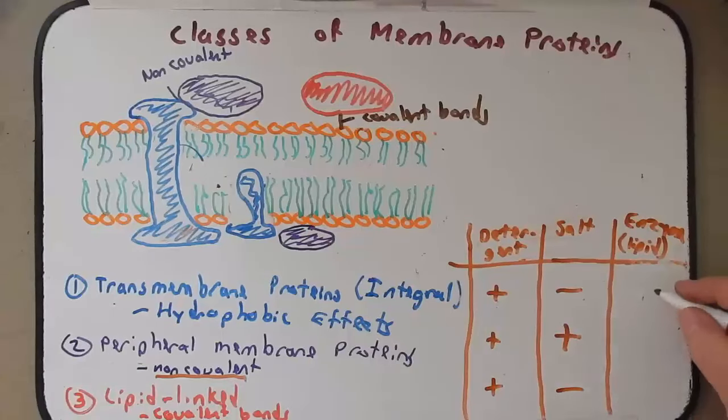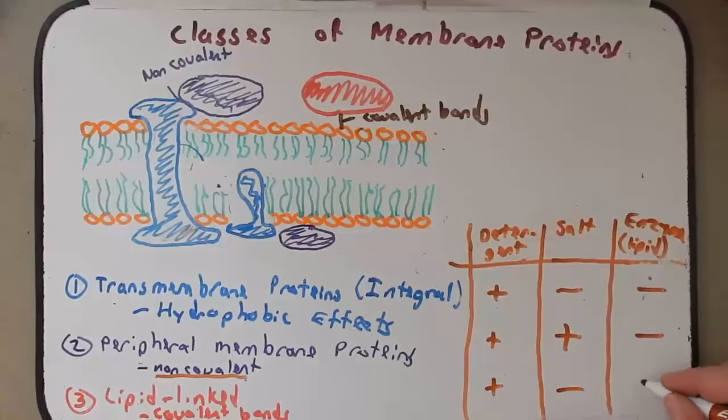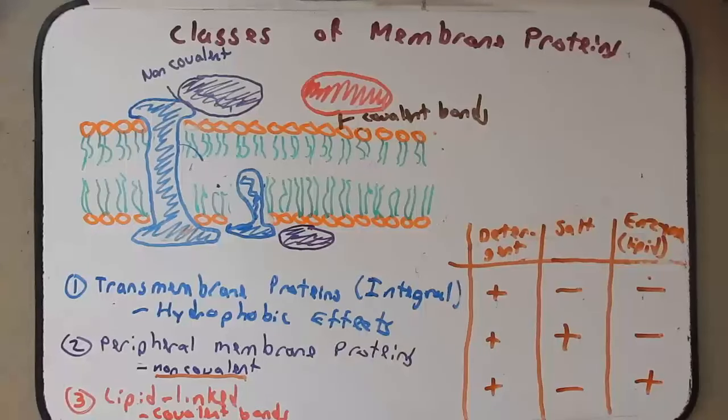In this case here, the transmembrane protein won't be released. The peripheral membrane protein won't be released with just an enzyme added, but the lipid-linked ones will. If you're studying a protein and salts don't release them, and the lipid enzymes don't release them, but the detergents do, then you know you're looking at a transmembrane protein. Salt releases them, you know it's a peripheral membrane protein. If the lipid enzymes release them, then you know it is a lipid-linked protein.